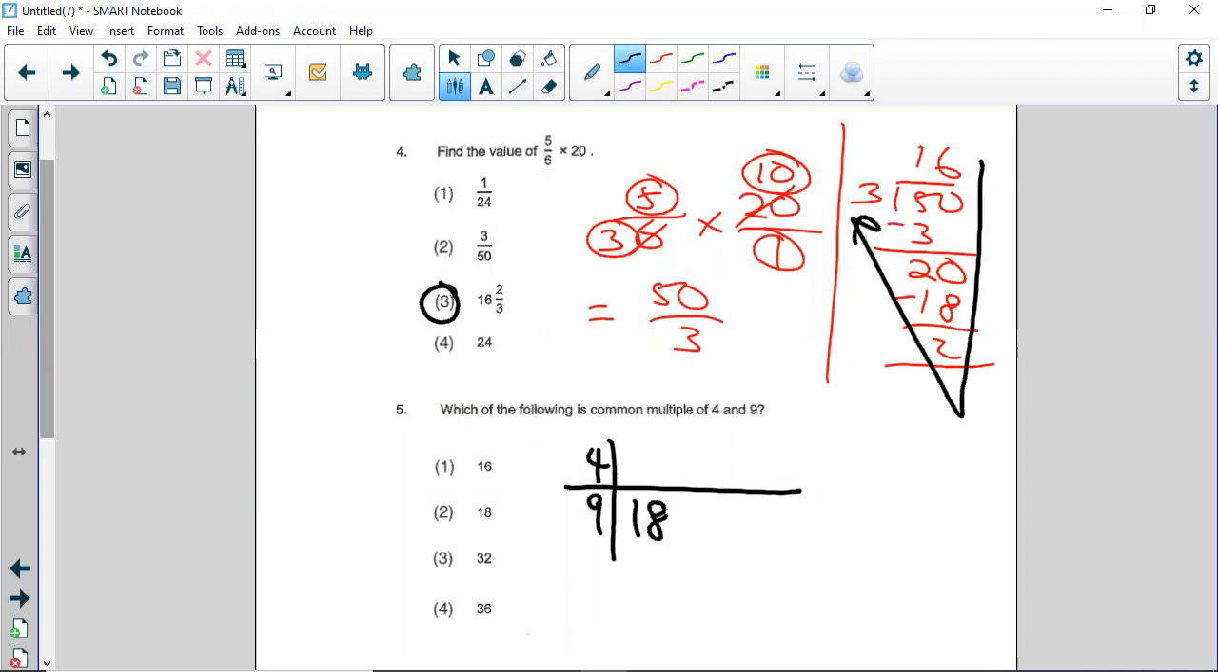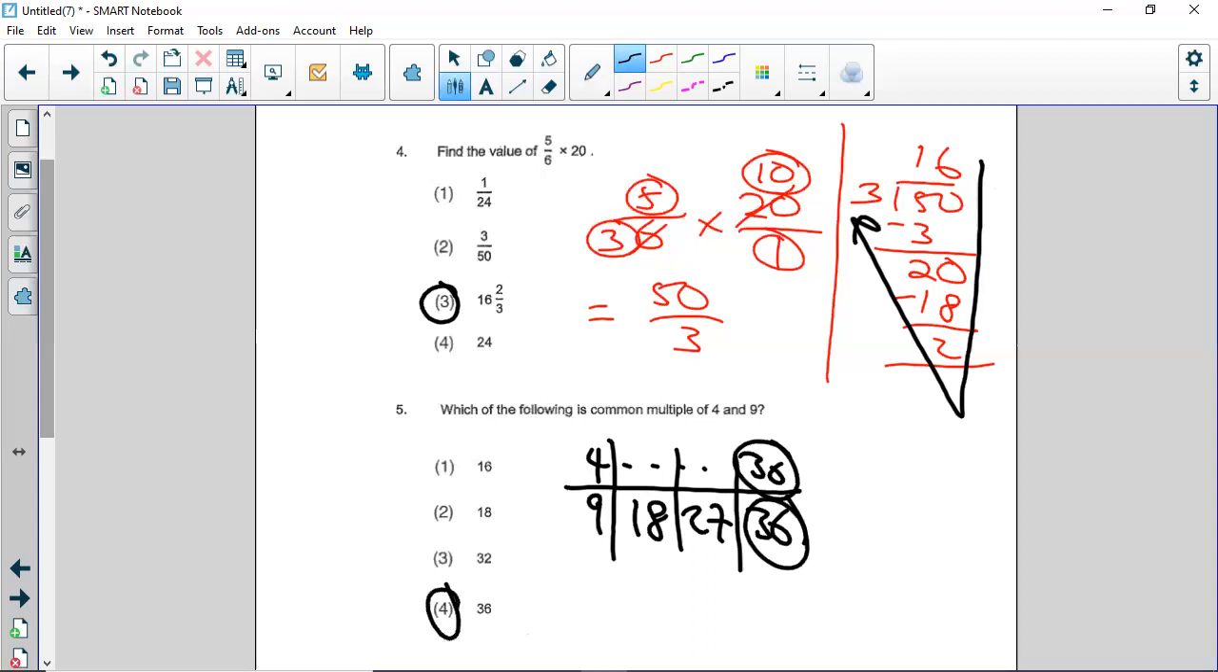Can 18 divide by 4? Cannot. So jump to the next number. Can 27 divide by 4? Also cannot. Jump to the next multiple. Can 36 divide by 4? Yes. So that is your shortcut. So 36 is a common multiple. Answer number 4. Okay, shortcut lah. Otherwise, you'll be writing a lot of numbers later.